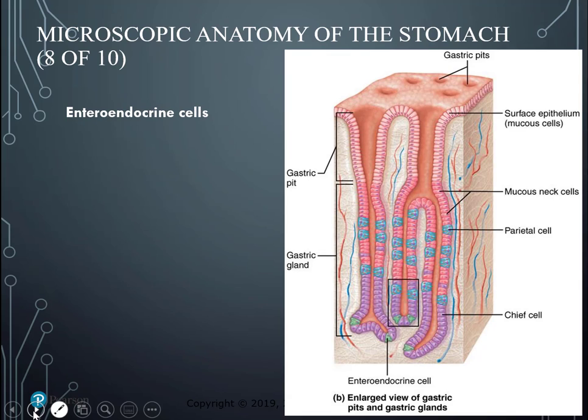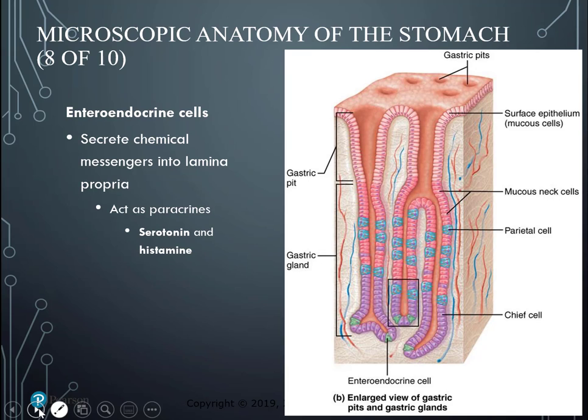So, the enteroendocrine cells, all the way at the bottom, you see all the green ones. These are cells that would secrete chemical messengers or hormones into the lamina propria. And these hormones act as paracrines. They secrete serotonin and histamine. And they also secrete hormones. And the hormones are somatostatin, also known as paracrine, and gastrin.